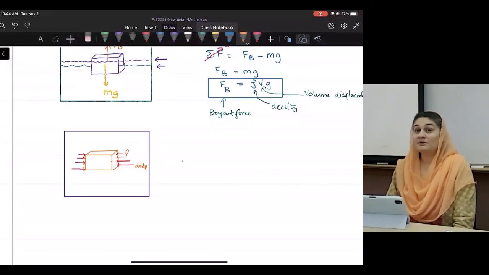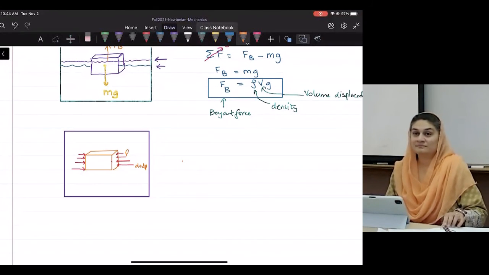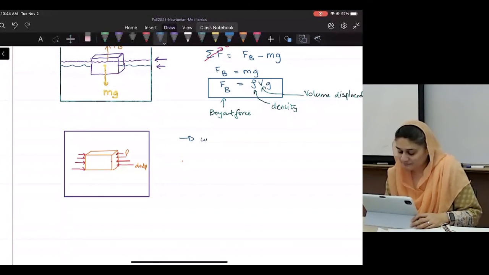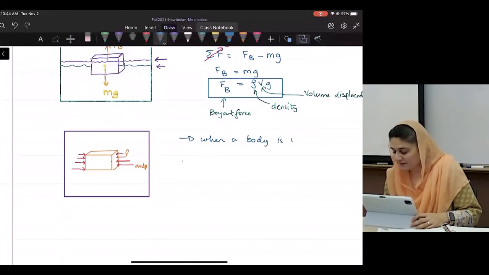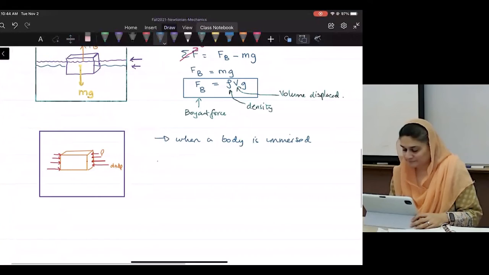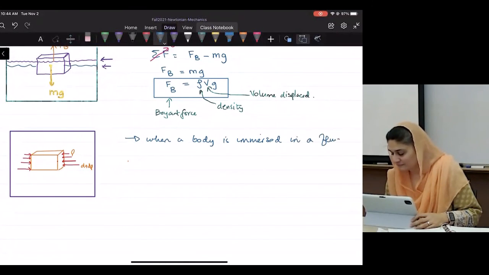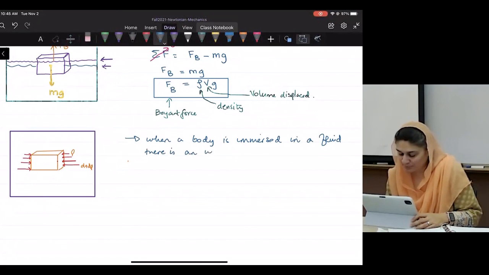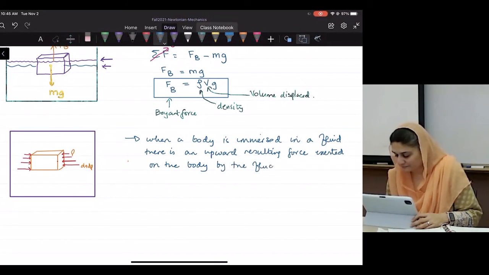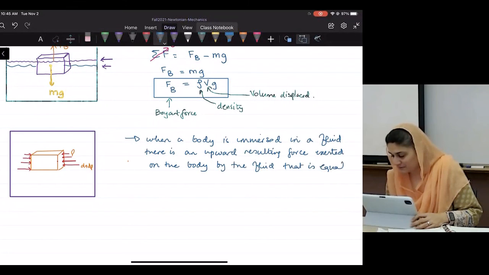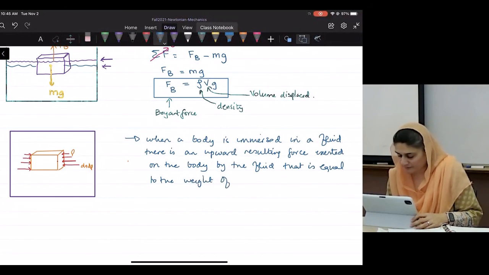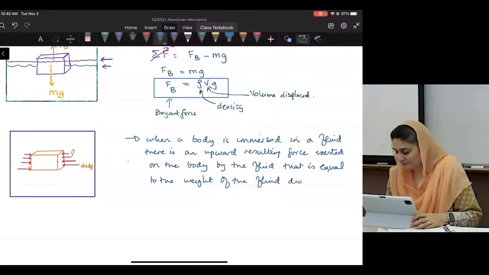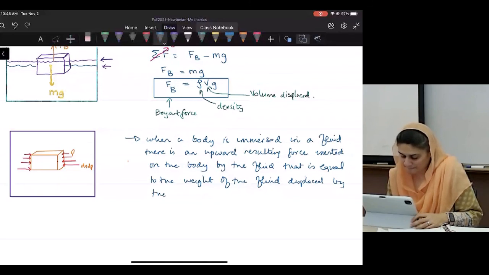So do you guys want to write the formal definition of Archimedes' principle? There is one. Archimedes' principle states, when a body is immersed in a fluid, there is an upward resulting force exerted on the body by the fluid that is equal to the weight of the fluid displaced by the body.